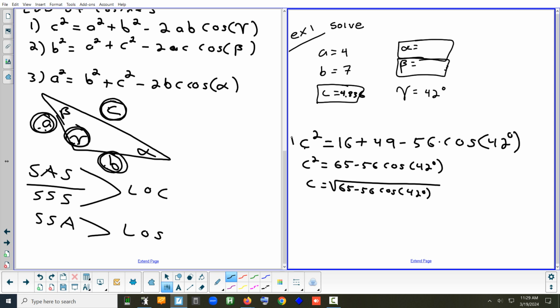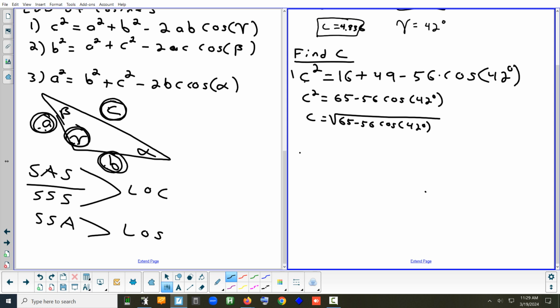Right. Now let's solve for an angle. Do we want to solve for alpha or beta? Alpha. Okay, out of the three versions here, which one is going to solve for alpha? Yeah, so we need the third one. Find C. Now we'll find alpha.